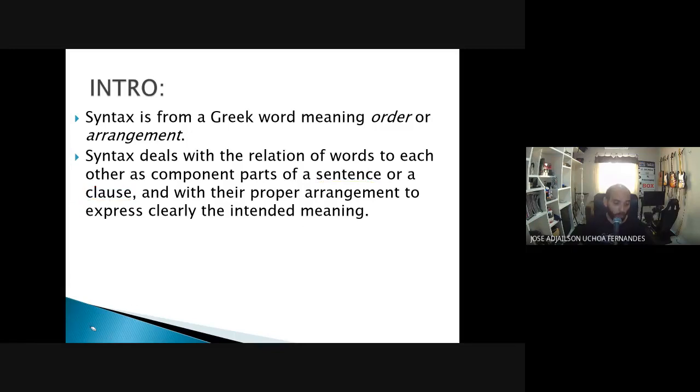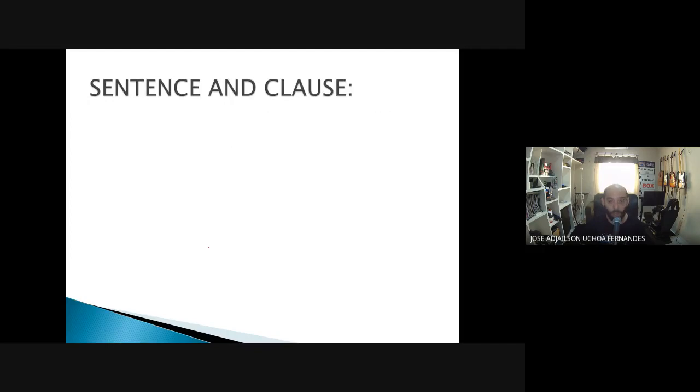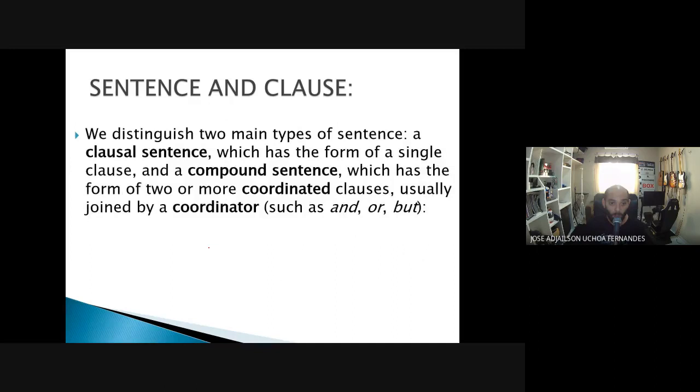Right, so let's advance. Let's see the difference between sentence and clause now. We distinguish two main types of sentence. A clausal sentence, as I said, is a sentence which has the form of a single clause. So we have one clause, and this clause is also a sentence.